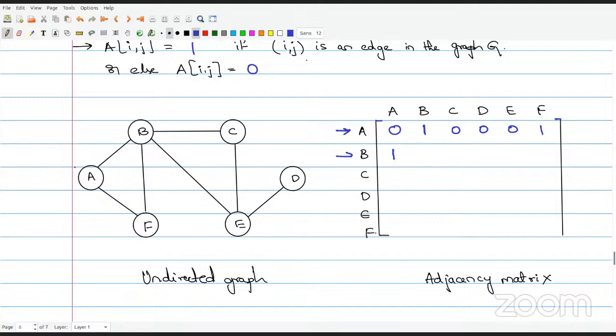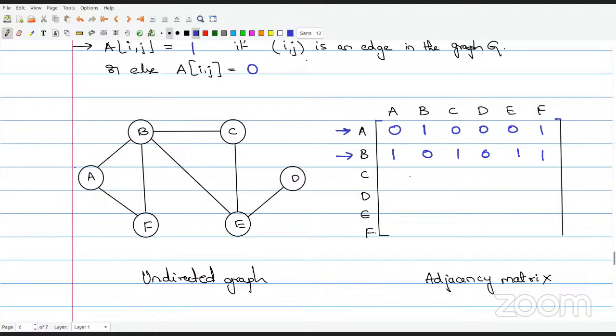Next, we will go to vertex B. From vertex B, there is an edge to A. There is an edge to C. There is an edge to E. There is an edge to F. And there is no edge to D. And there is no self loop.